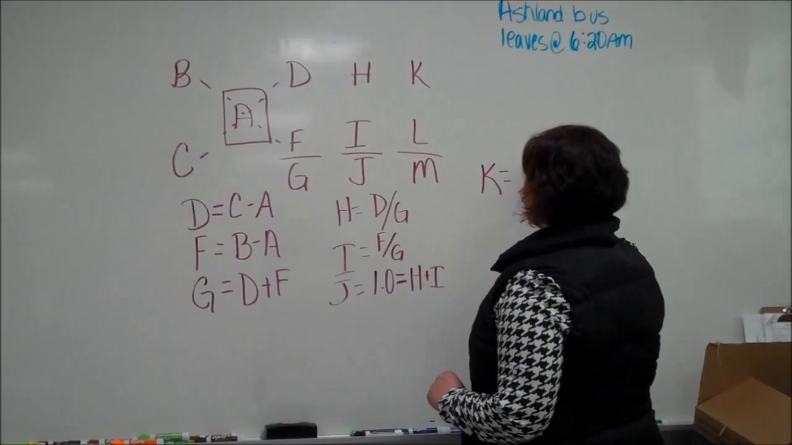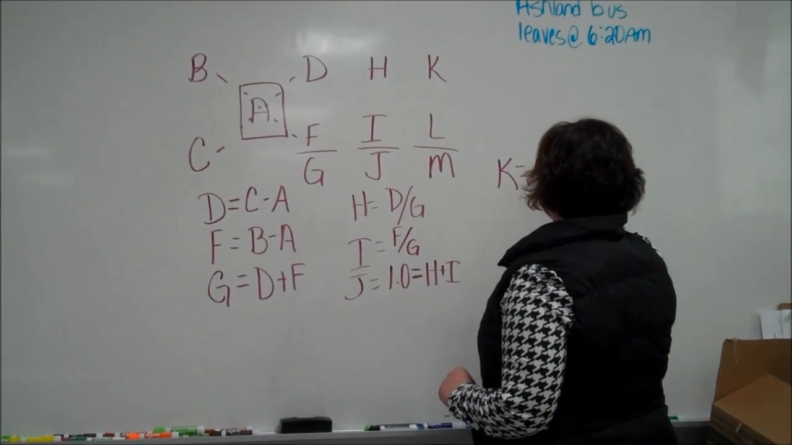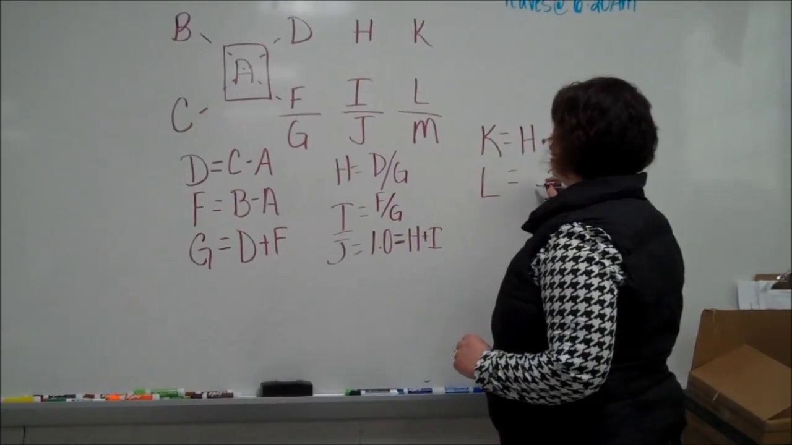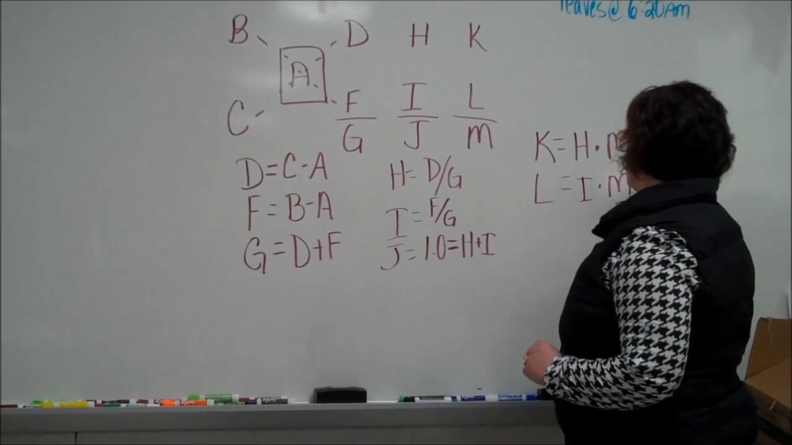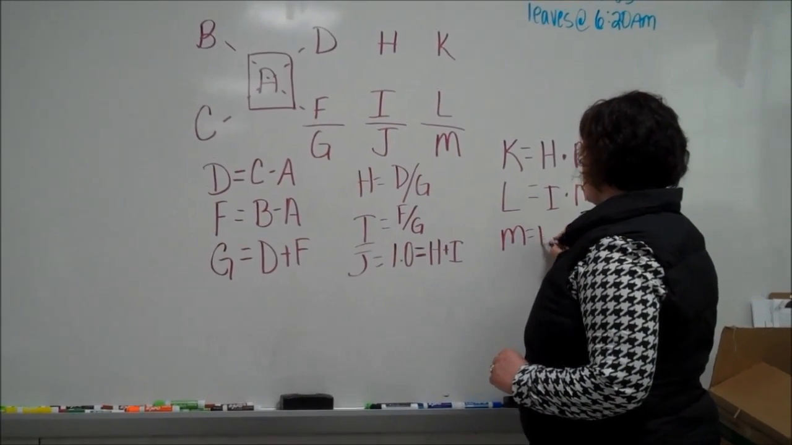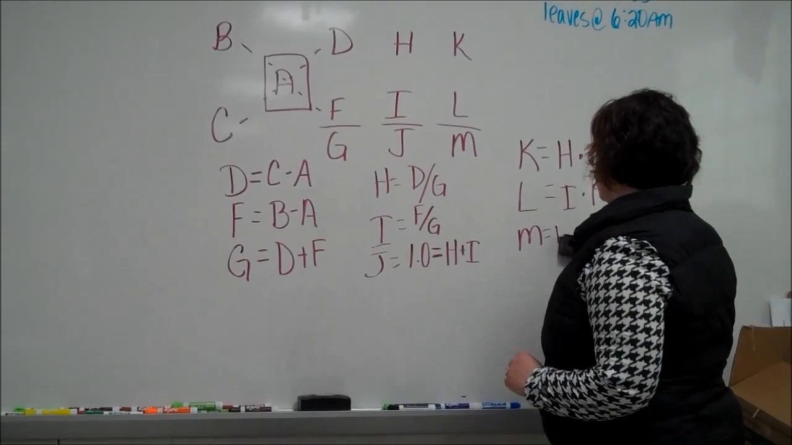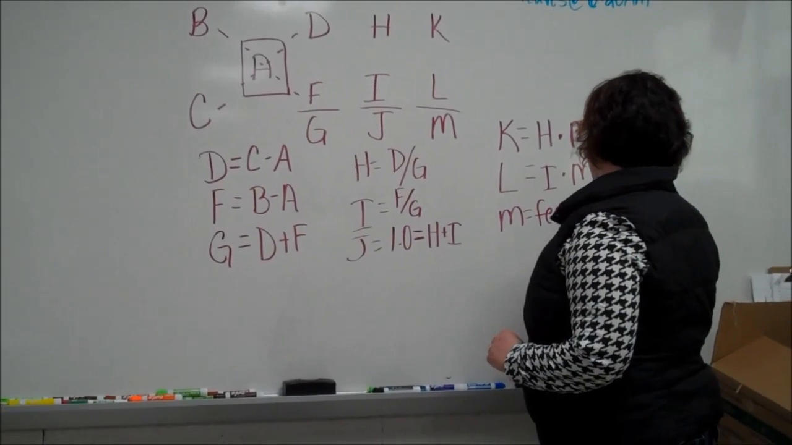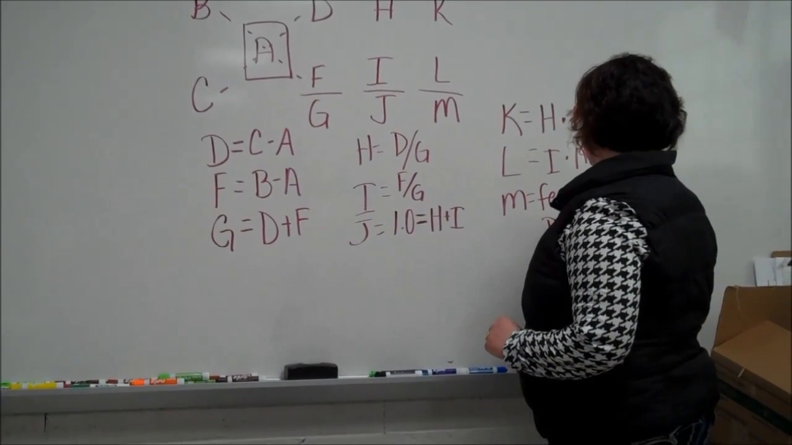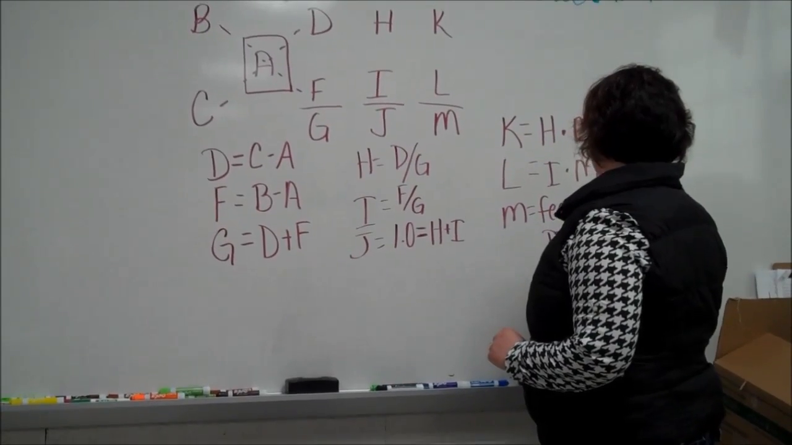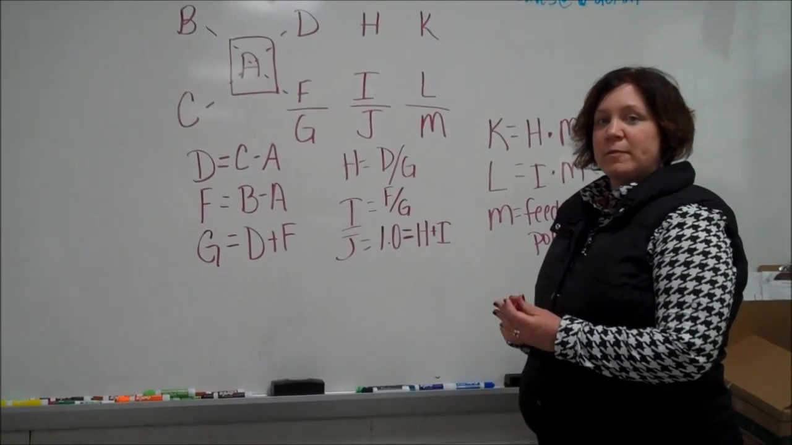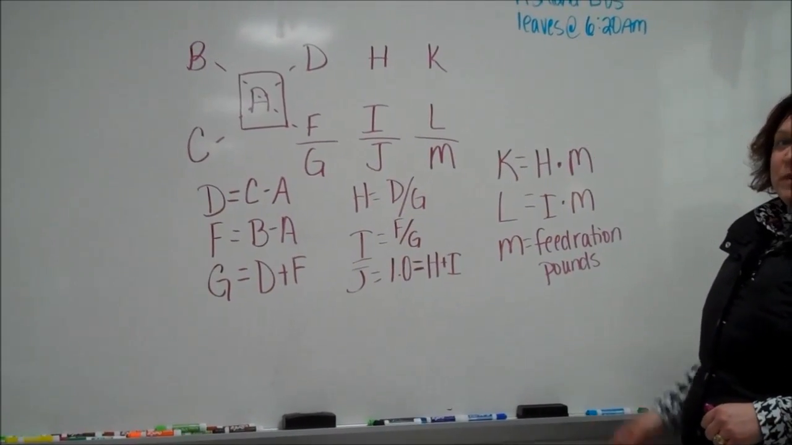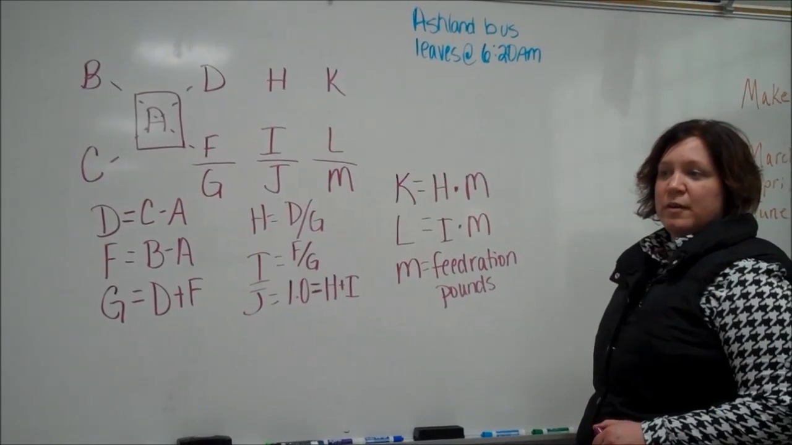The letter K will equal H times letter M. L equals I times M, and M will equal the amount needed in the feed ration, the pounds in the feed ration. There's our formula. Okay? Now, at this point, I'll go ahead and erase it, and we will work through a problem.